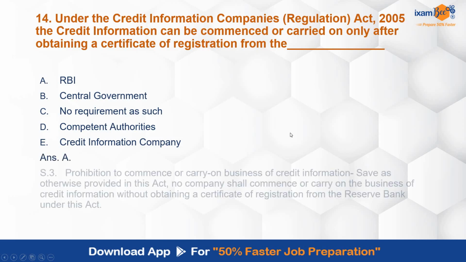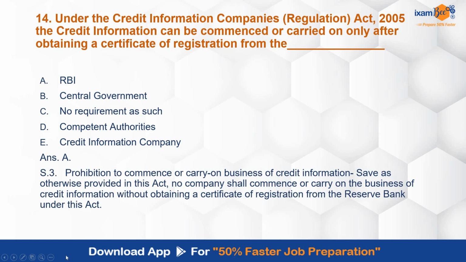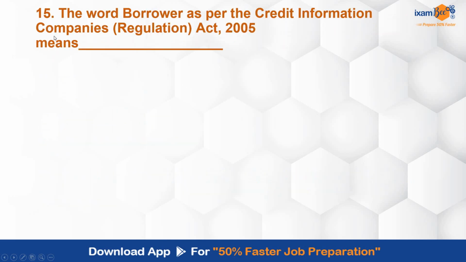Correct answer is A, RBI. Section 3, prohibition to commence or carry on business of credit information. No company shall commence or carry on business of credit information without obtaining a certificate of registration from Reserve Bank under this Act. And that will be provided as per Section 5. So both the provisions are giving us this information which is asked under this question.